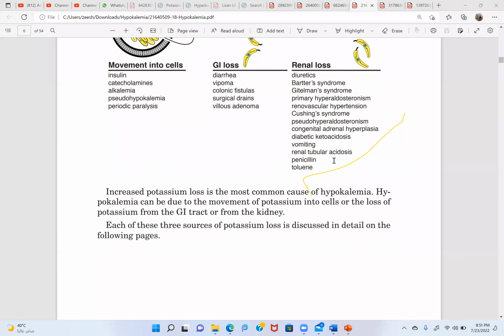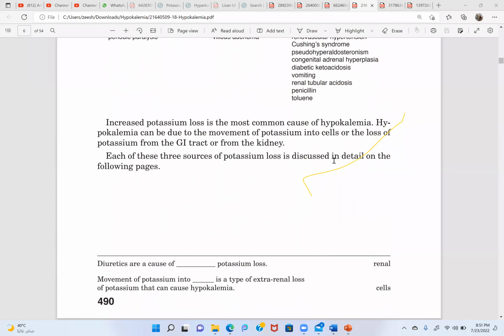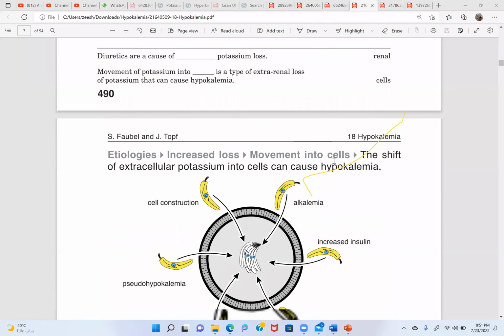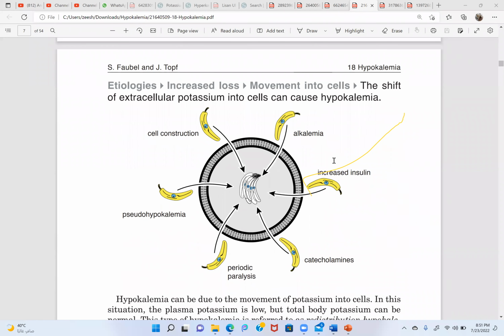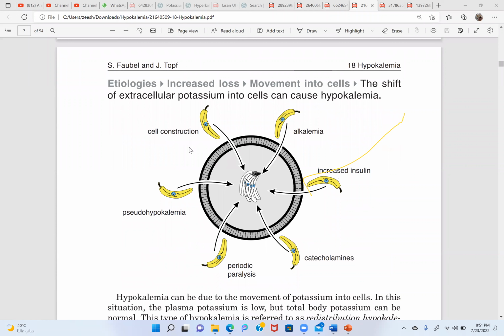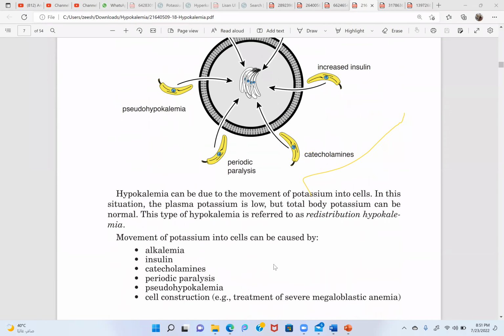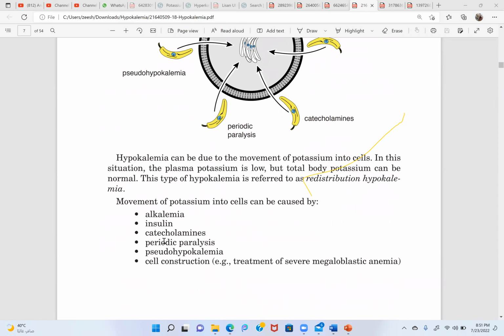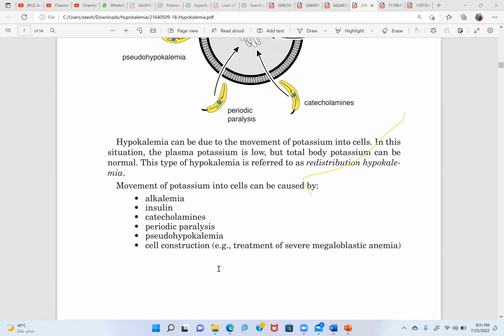So anyway, potassium shifts into the cells and there is loss through the intestine. Okay. So the same thing occurs. Cell contraction, alkalemia, insulin, catecholamines, and periodic paralysis. Alkalemia, these are the same, they have written.